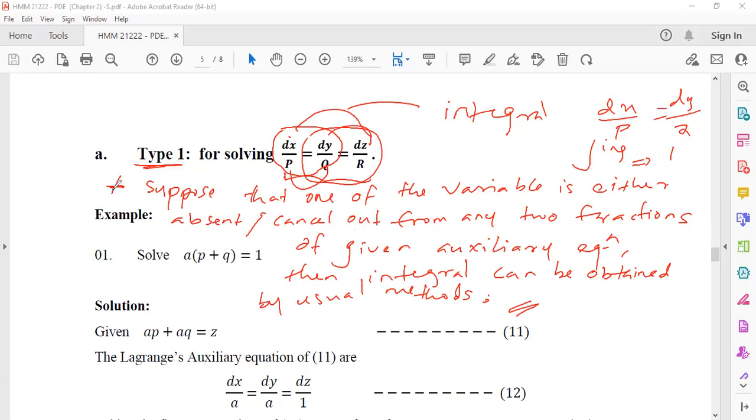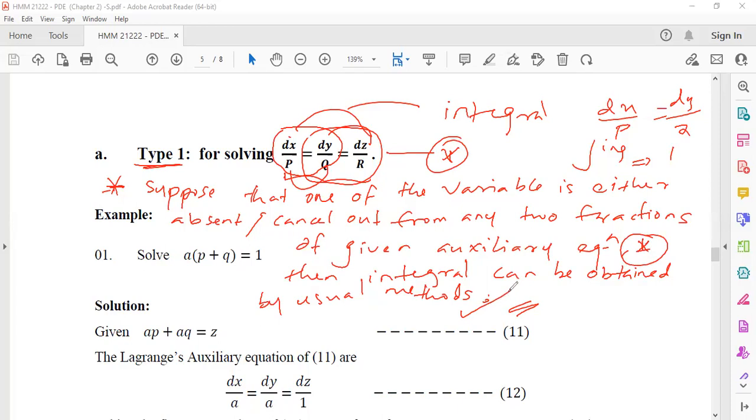So under this, you can write: suppose that one of the variables is either absent or cancels out from any two fractions of given auxiliary equations. You can name this as star. So auxiliary equation star, then integral can be obtained by usual methods.